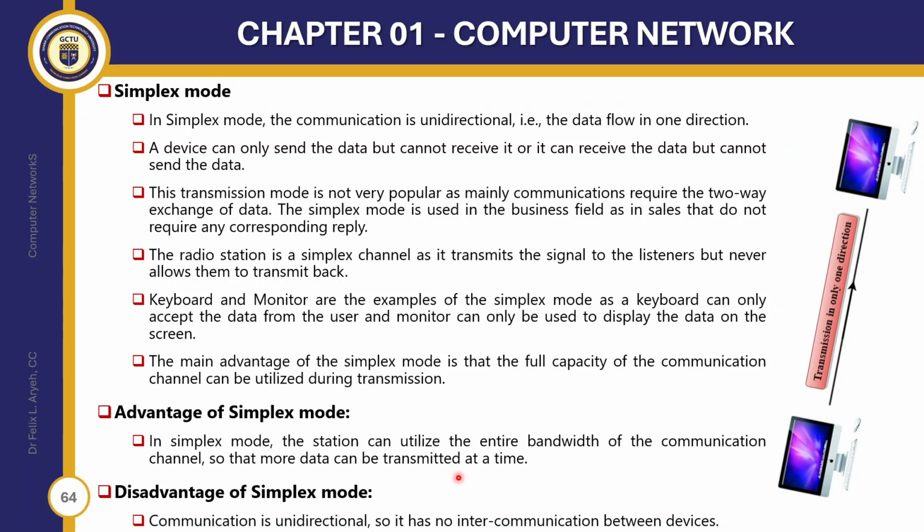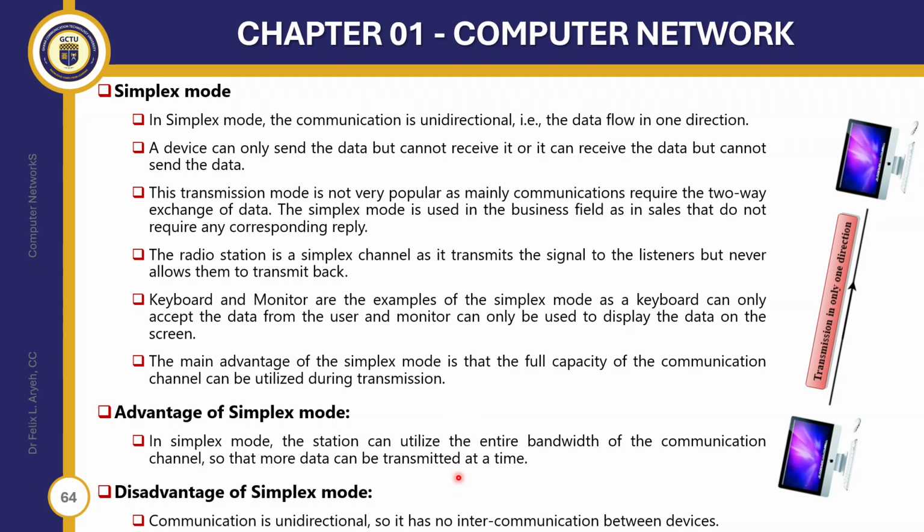So that is about it, about the simplest modes. The radio station is also a simplest channel. When you tune in your radio to any of the frequencies or FM stations, what they transmit to us is in one direction. We can't interact with the data that they send to us. We can only listen to it. So that is about the simplest mode and the advantages and disadvantages to it.